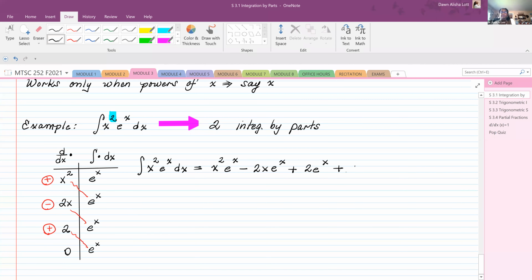Okay, now we got to do it again. So the cosine of 2x came from a sine of 2x.